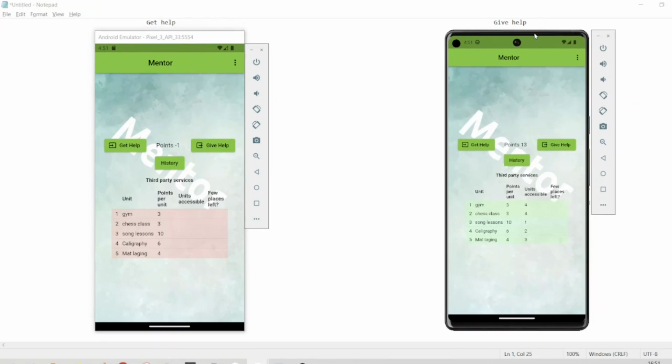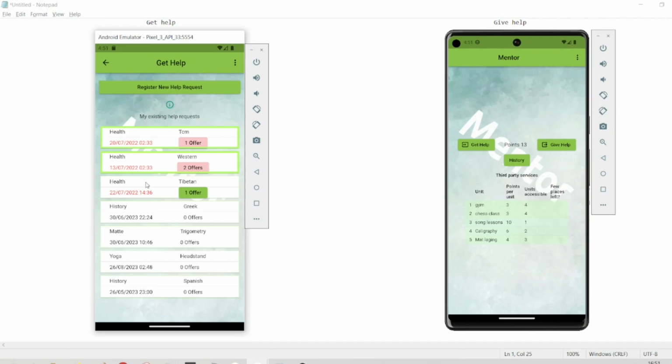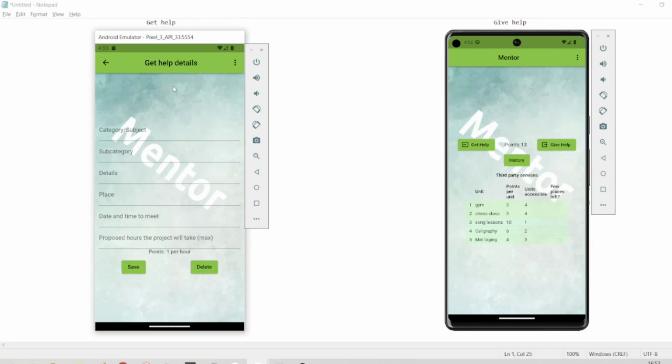In this video, the text is in English, but on a physical mobile it can be displayed in several other languages. To seek help, we click on the Get Help button. Here we see that the person seeking help has already made several requests, and that some of them have received offers. However, we are going to make a new request, so we press the button, Register New Help Request.